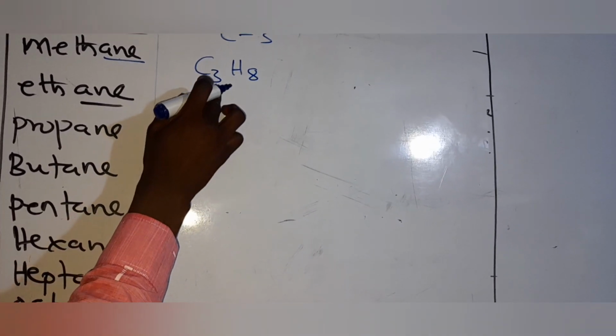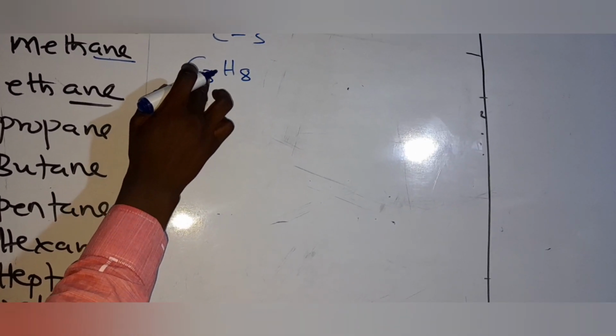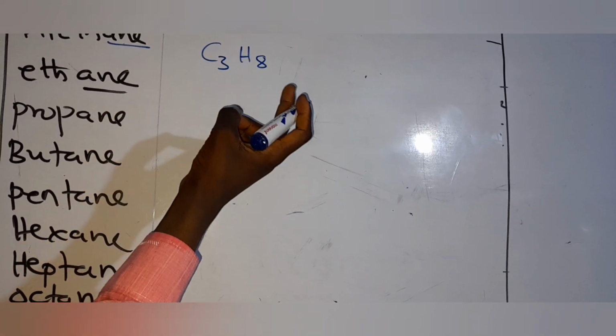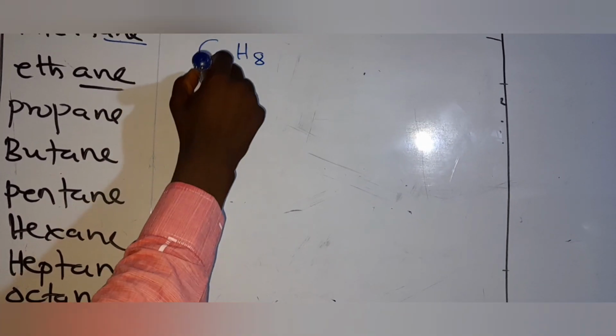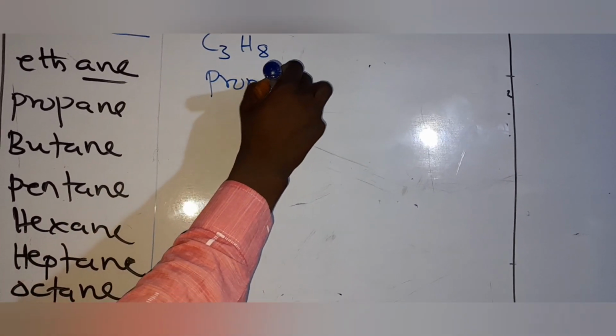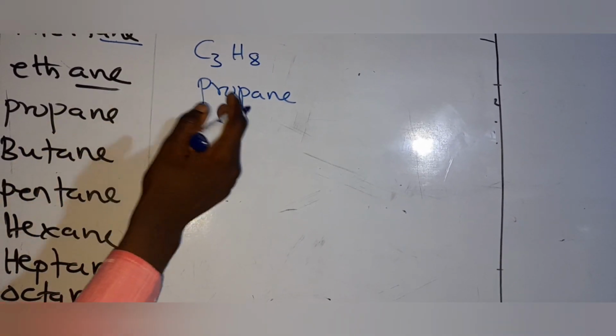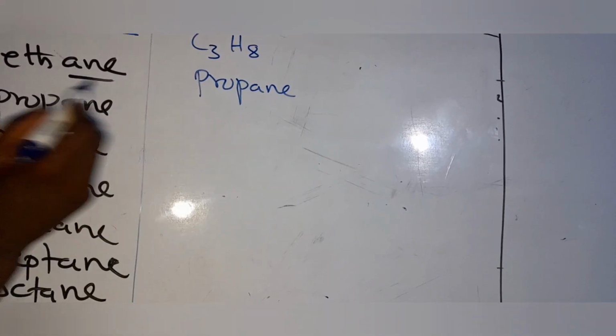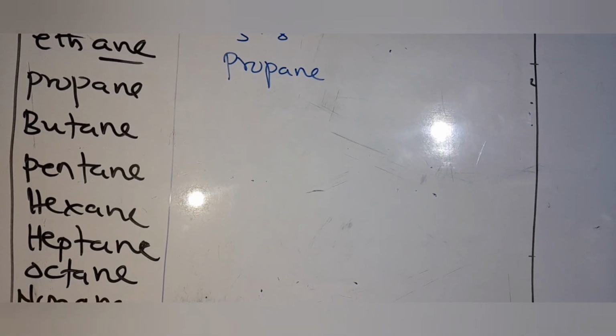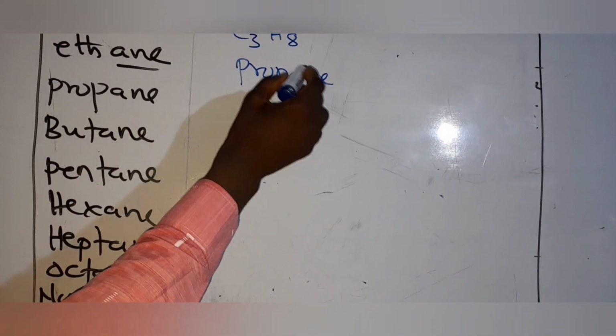So this is going to be the molecular formula, C3H8. Now what will be the name when the carbon is 3? We met the earth prop, so we are going to call this compound propane. Have you seen it? Propane, because prop means it's having 3. If you can see from here, prop means we're having 3. So propane.